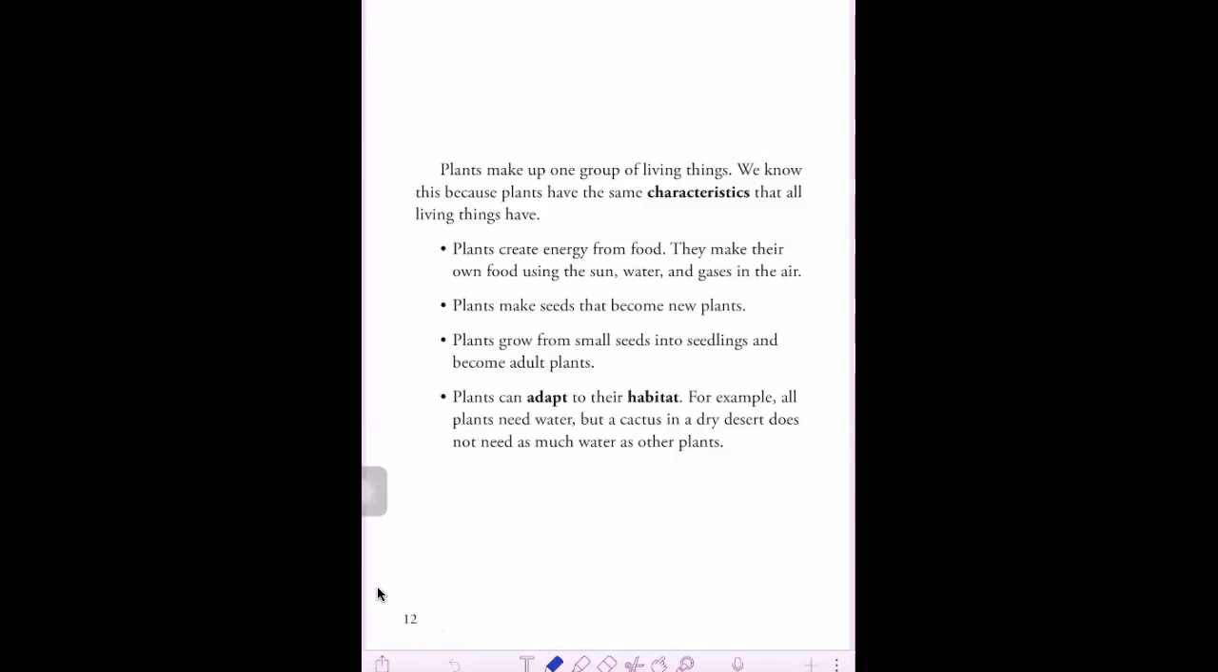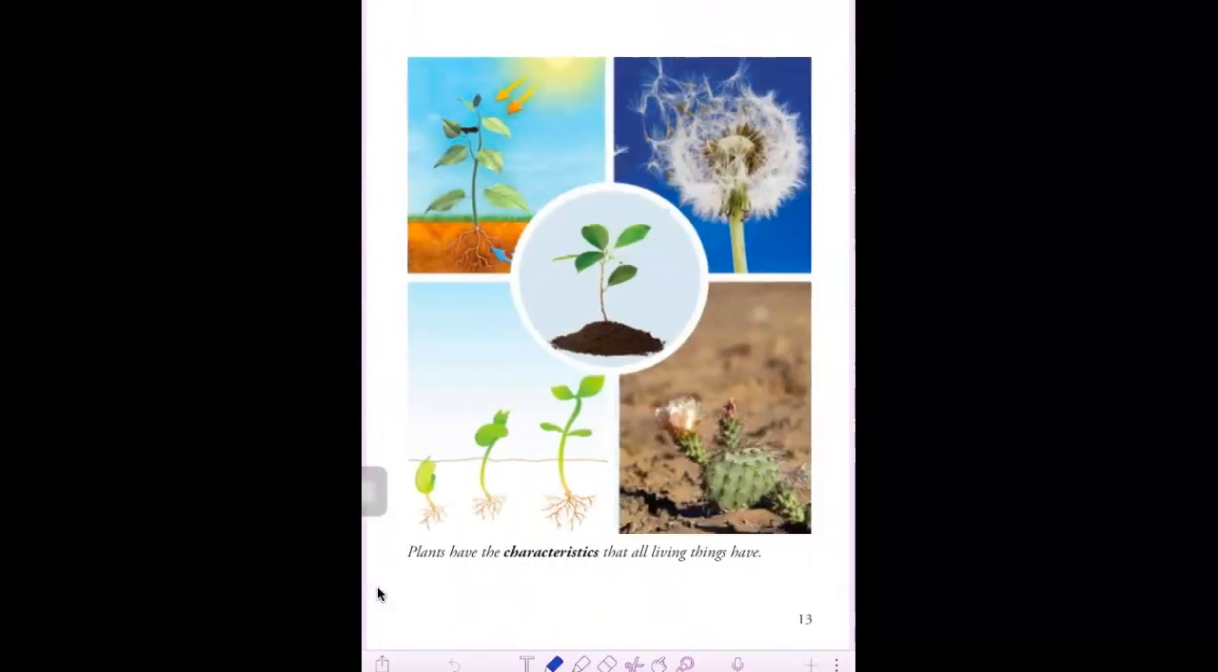Plants can adapt to their habitat. For example, all plants need water, but a cactus in a dry desert does not need as much water as other plants. Plants have the characteristics that all living things have.